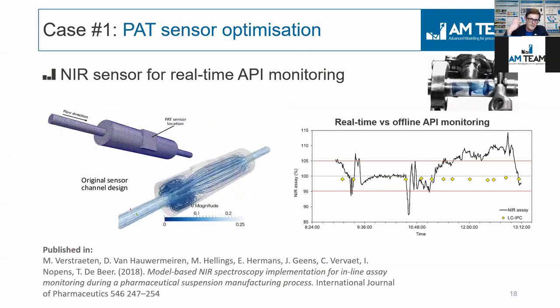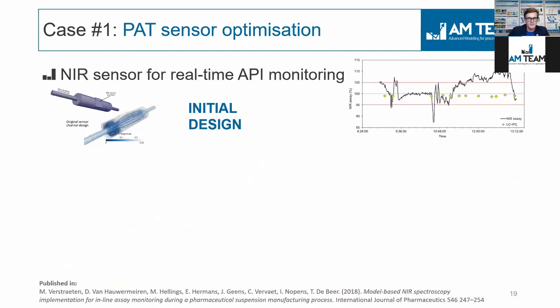These guys have actually analyzed the channel. You see a lot of turbulence going on here. And these non-optimal flow patterns in this measurement channel were causing the disturbances you see here. So this is actually a CFD analysis of this channel. It's a channel of a few centimeters in diameter.